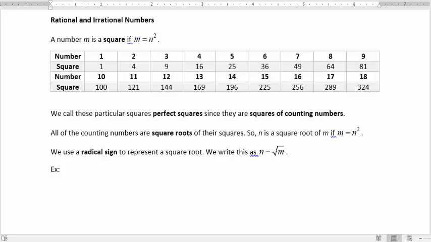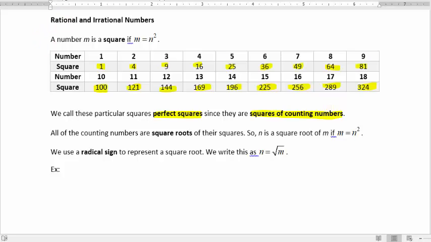So the first thing is this table, which gives us basically a set of what you might call perfect squares. I have a number from 1 through 18, and then I have the square of that number. So 1 squared is 1, 2 squared is 4, 3 squared is 9, and so on, all the way up through 324, which is 18 squared. Those numbers are called perfect squares since they're squares of counting numbers. That's the definition of a perfect square: it's a square of a counting number.